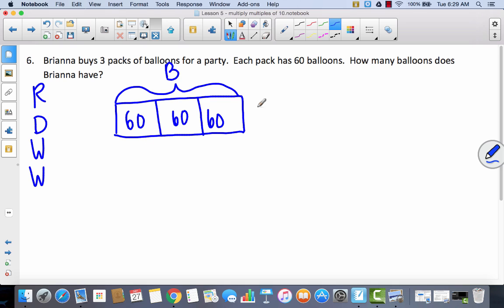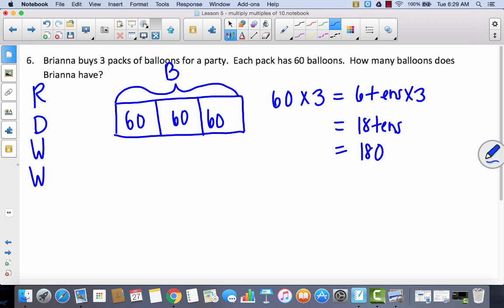So you can see that I have 60 3 times, or 60 times 3, which equals 6 tens times 3. 6 tens times 3 is equal to 18 tens, which is equal to 180. So I read the problem, I drew a tape diagram, I wrote a number sentence. Now I'm ready to answer the question with a statement. How many balloons does Brianna have? Brianna has 180 balloons.